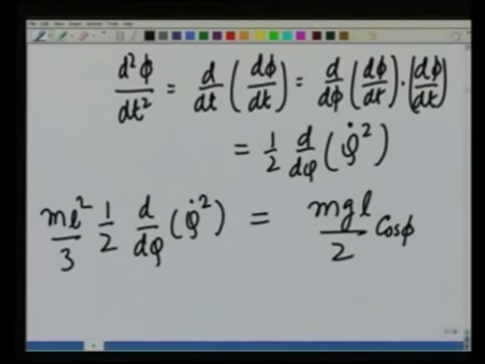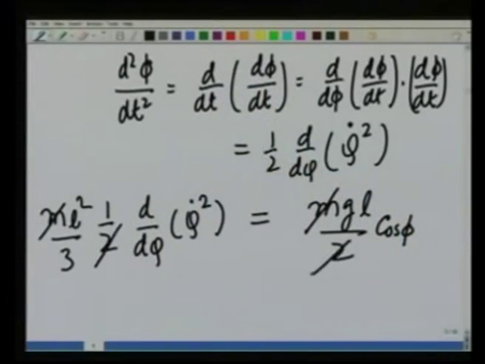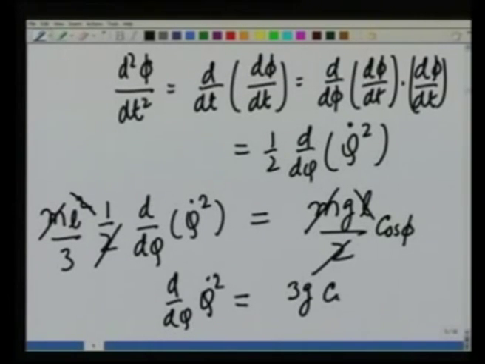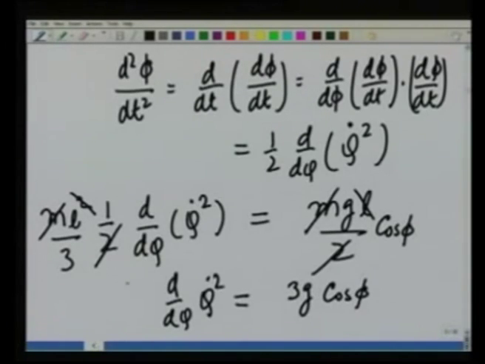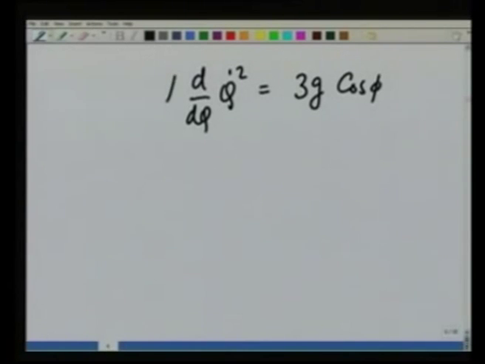I had simplified it earlier, I will do it again. The m cancels, this 2 cancels, one of the L's cancels, and therefore I get d over d phi of phi dot square is equal to 3 g cosine of phi, and therefore integrating, which is d phi dot square equals 3 g cosine of phi. There is an L also here, which I can write L here.